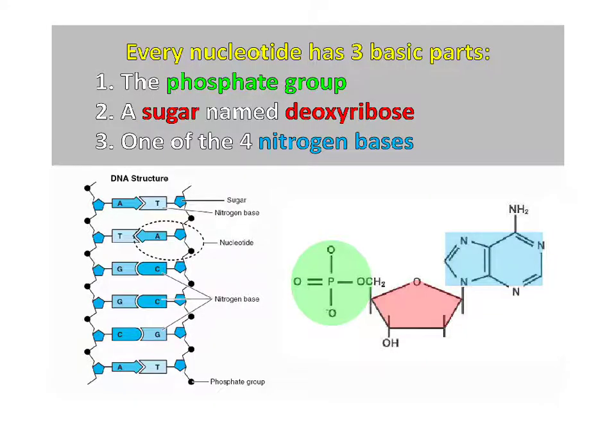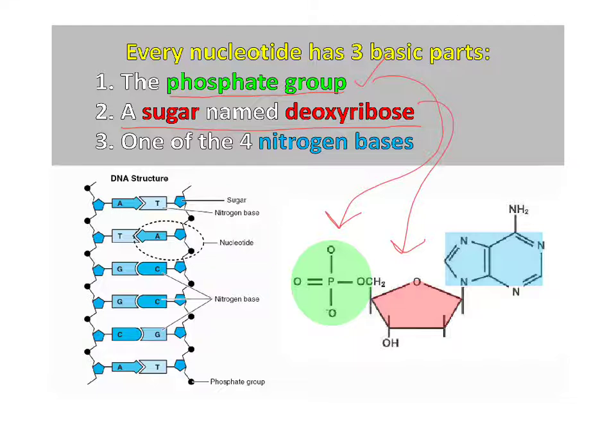Every nucleotide has 3 basic parts. The first part is a phosphate group. Notice the word phosphate group is written in green. The phosphate group is also shown in green below. The second part is a sugar named deoxyribose. The word sugar and deoxyribose are in red. The sugar is in red in the diagram below.